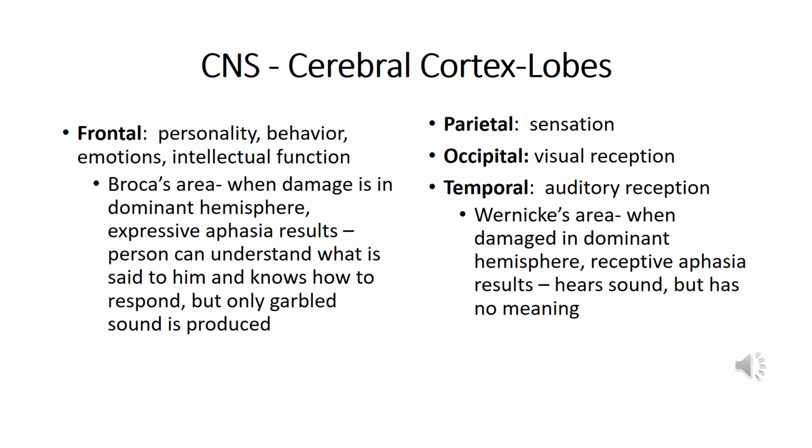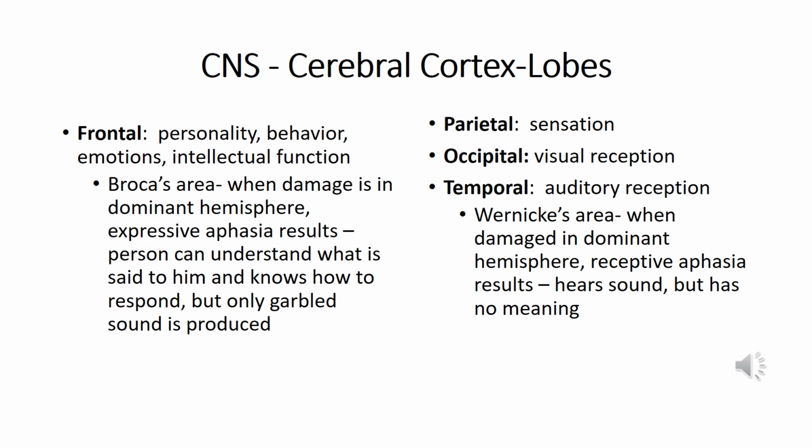Going into more details on the 4 lobes of the cerebral cortex, we have the frontal lobe, which is responsible for personality, behavior, emotions, and intellectual function. There's an area which we call the Broca's area, which is responsible for producing language. It controls motor functions involved with speech production. When people have damage to this area, they present with expressive aphasia, which is where the brain can understand words, but it struggles to put them together into speech.